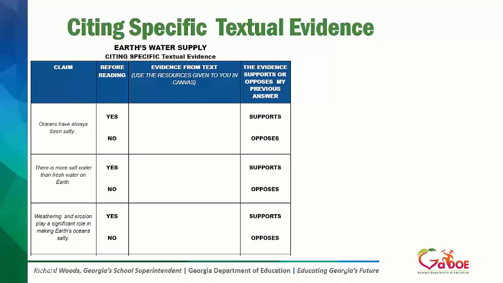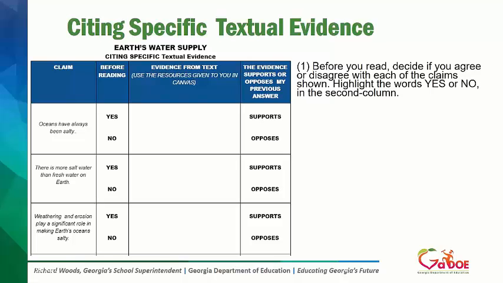Then I will give them a resource, and they will cite evidence from the text. Once they read the information, which they do have to understand, they can see if the evidence that they cited supports or opposes their previous answers. So for example, in this unit on the Earth's water supply, I gave them several claims, but this is just an example. A few of them: oceans have always been salty. There's more salt water than fresh water on Earth. Weathering and erosion play a significant role in making Earth's oceans salty.